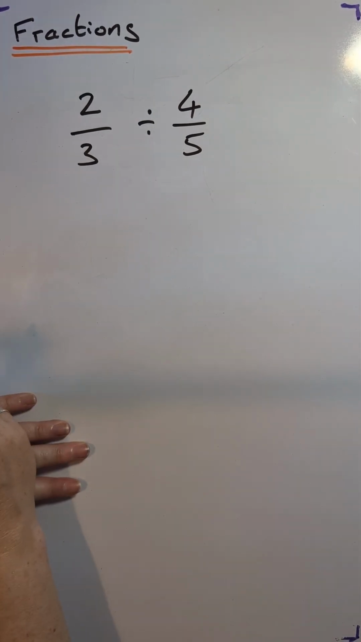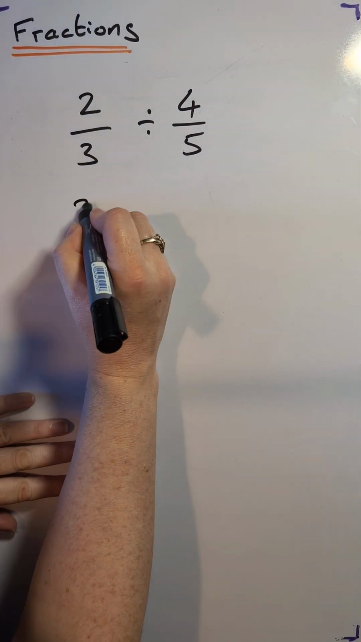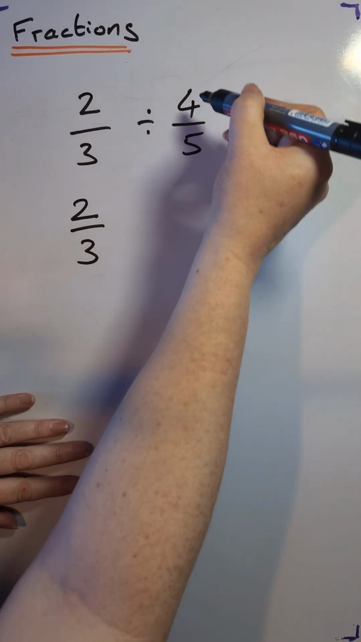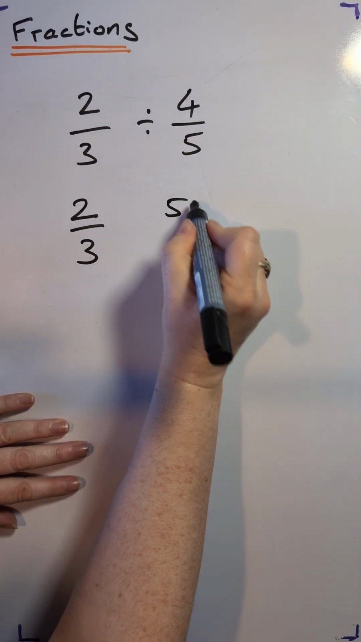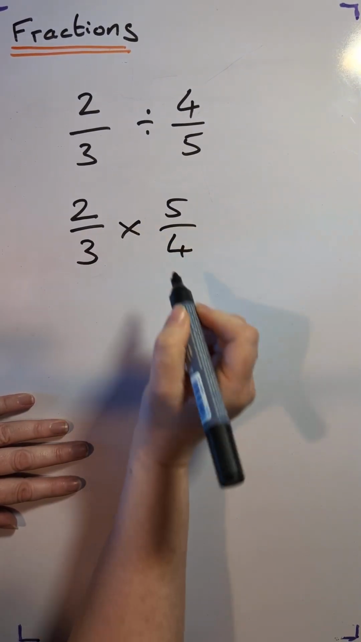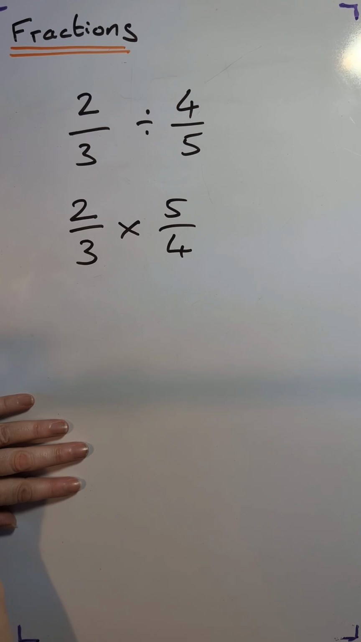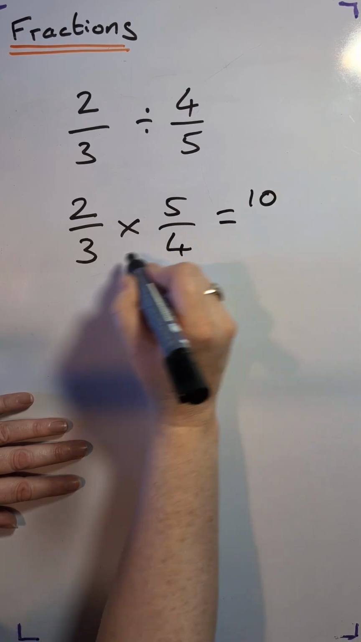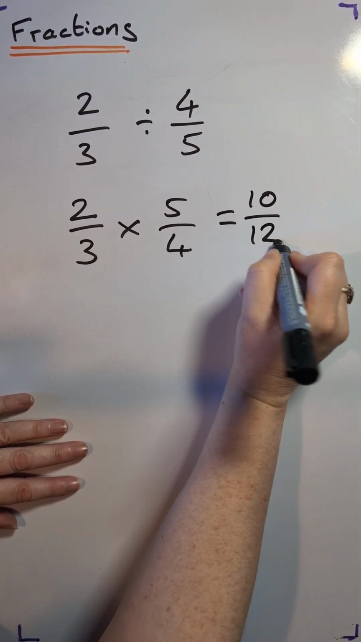Fortunately, we have a formula for this. We call it the flip and multiply. So you take your first fraction, it stays as it was. You flip your second fraction upside down and you multiply. Multiplying is easy. You've just seen us do that straight across. 2 times 5 is 10. 3 times 4 is 12.